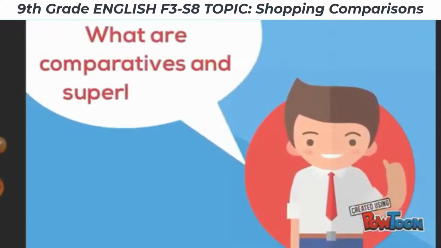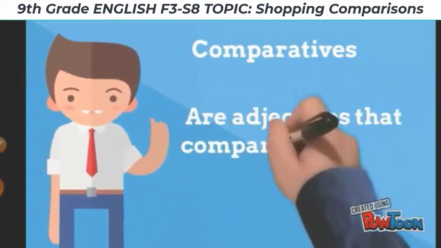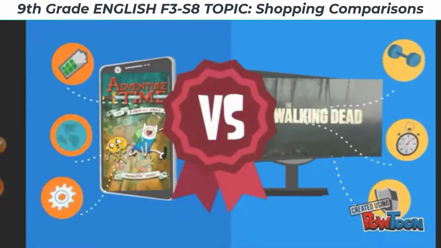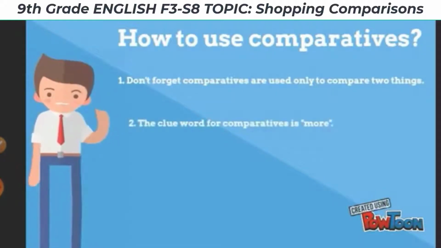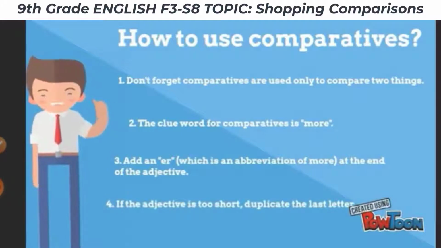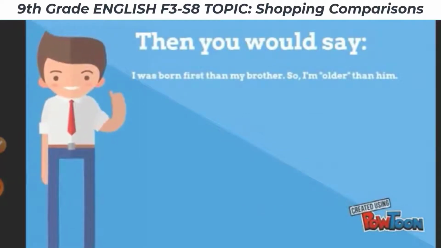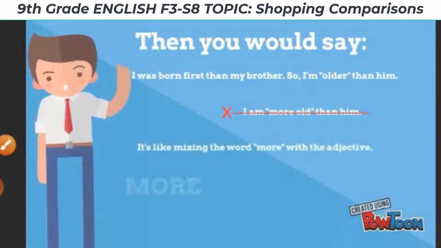What are comparatives and superlatives? Well, comparatives are adjectives that compare only two things. It's like comparing cartoons and TV series. How to use comparatives? First, don't forget comparatives are used only to compare two things. The glue word for comparatives is more. Add an ER, which is an abbreviation of more, at the end of the adjective. And if the adjective is too short, just duplicate the last letter. Then you would say something like, I was born first than my brother, so I am older than him. What you cannot say is, I am more old than him. This is not correct. It's like mixing the word more with the adjective.